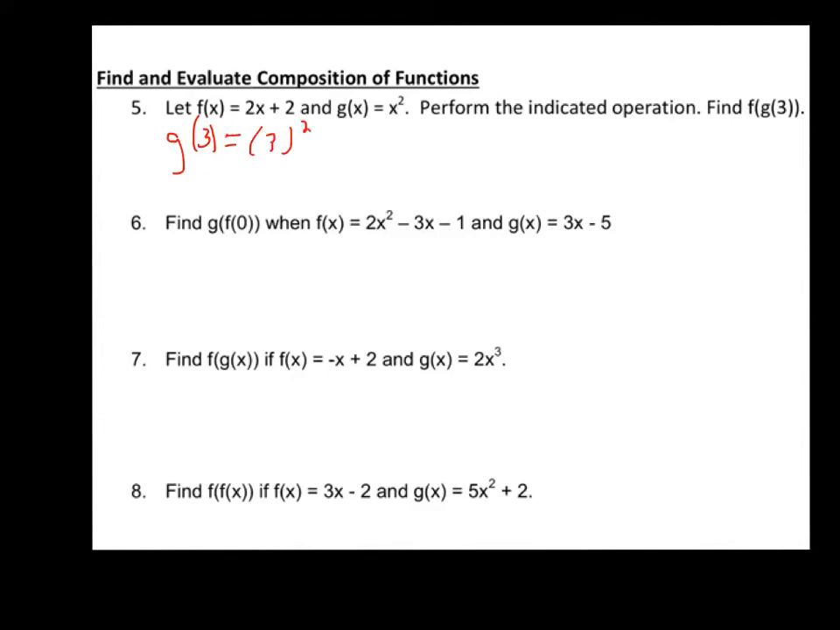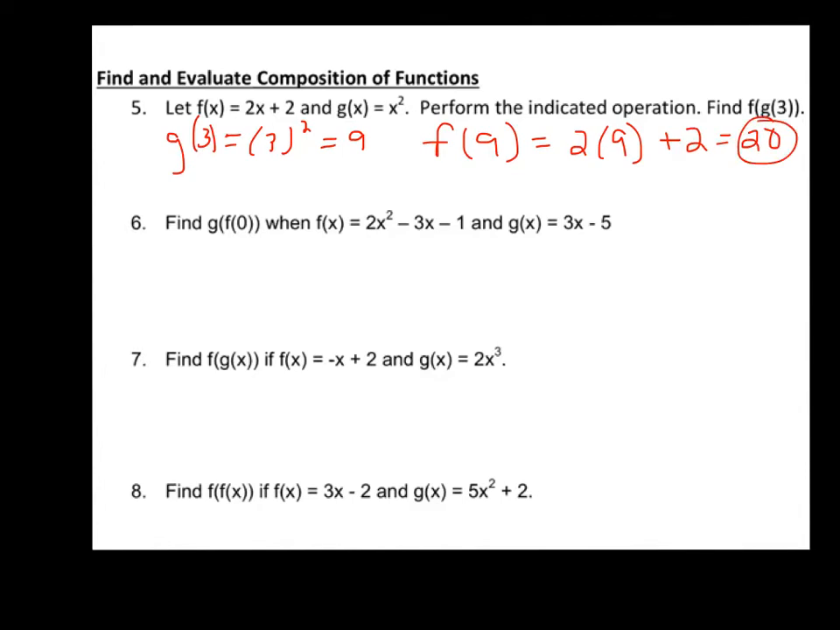So we have 3 squared, which is 9. And then we're going to find f of 9. So everywhere we see an x in f, we're plugging in a 9, which is 20. So that would be our final answer.